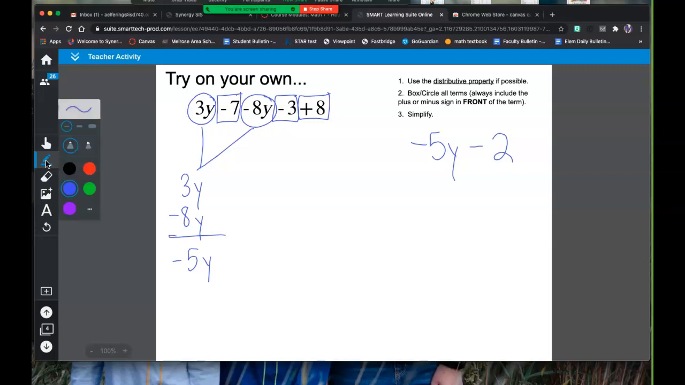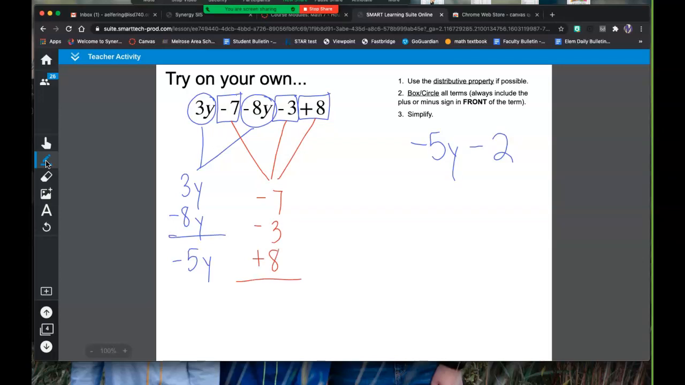Okay, then I'm going to take my numbers, my constants. I have negative 7, negative 3, and positive 8. Negative 7 plus negative 3 is negative 10. And negative 10 plus 8 is negative 2. So when I put these two things next to each other, I just have negative 5y minus 2.